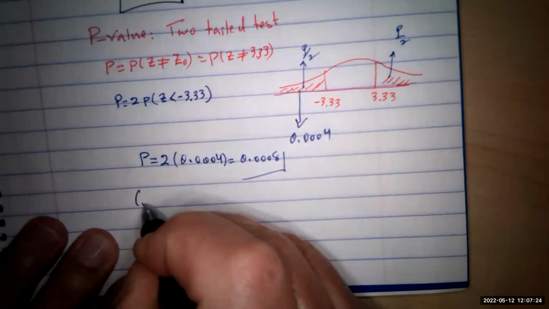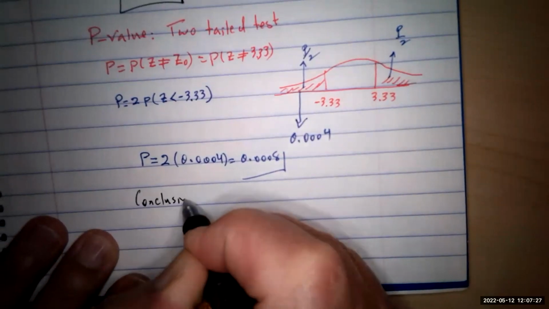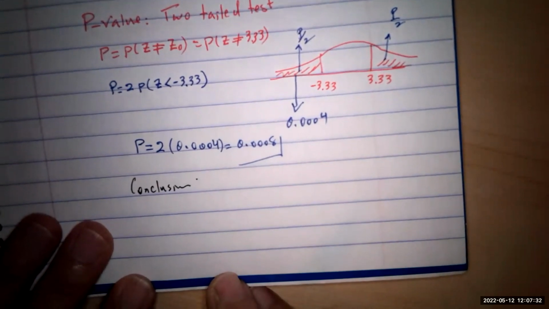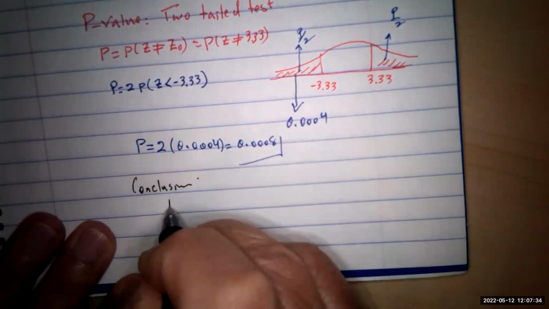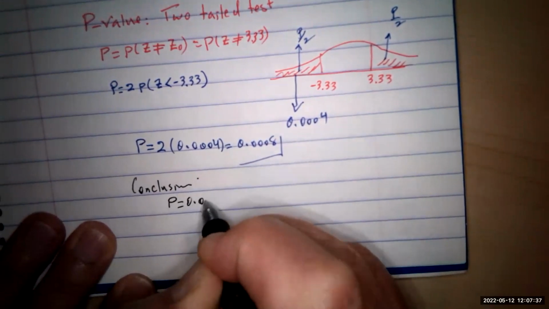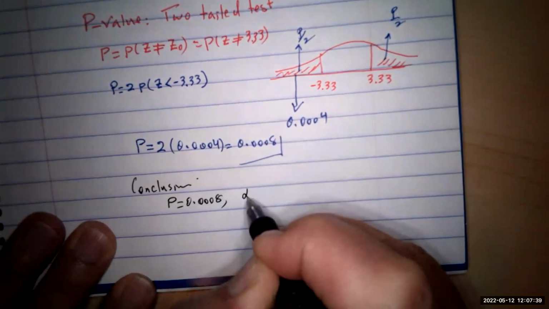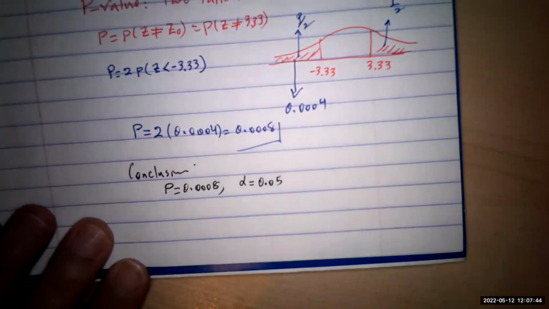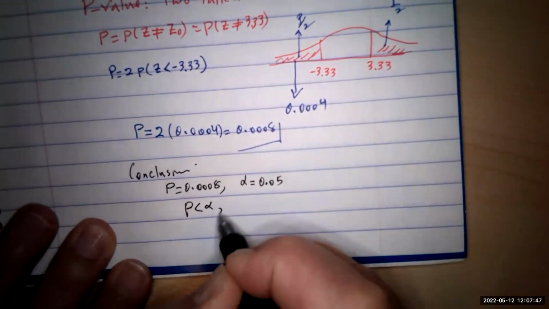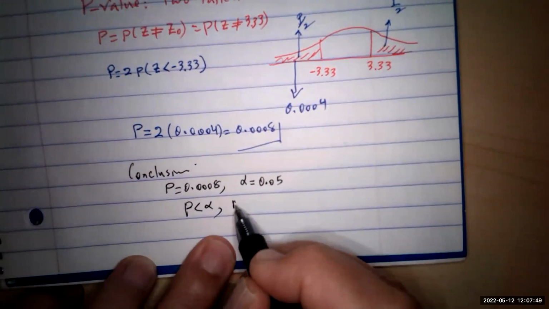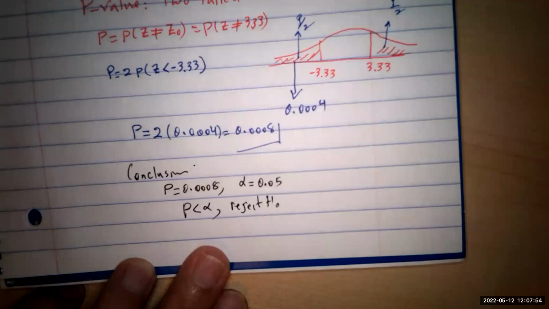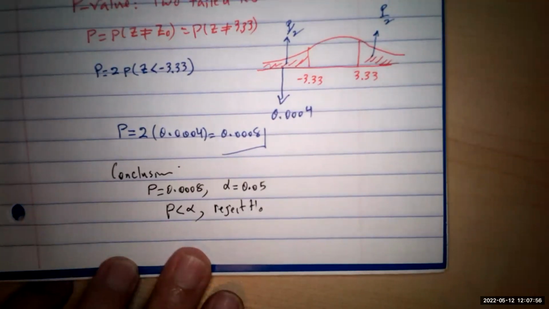Conclusion, compare. We are going to compare. You see what p is? p is 0.0008, and alpha is 5%, 0.05. As you can see, p is very much less than alpha. p less than alpha, you reject the H naught. Reject the H naught means you don't like the H naught, so you're going to be in favor of the H1.